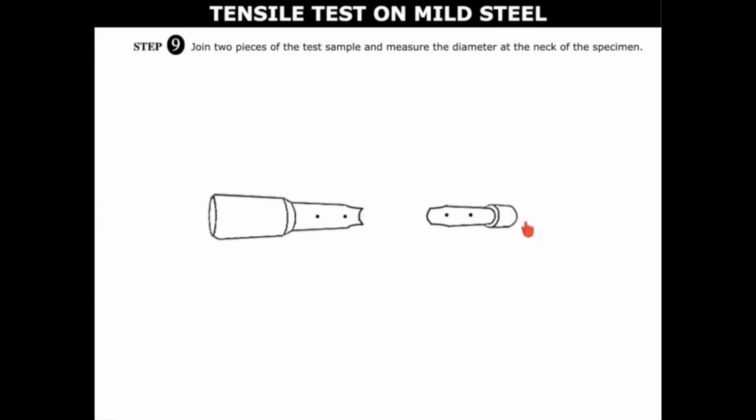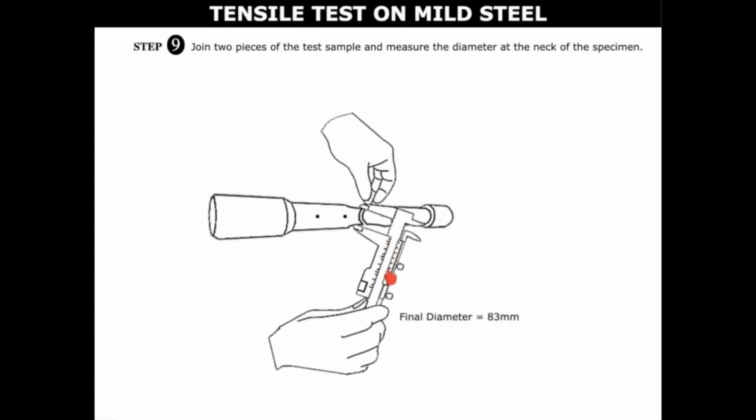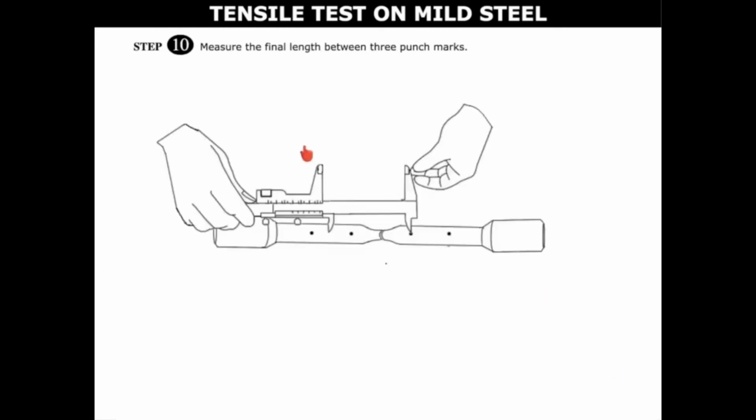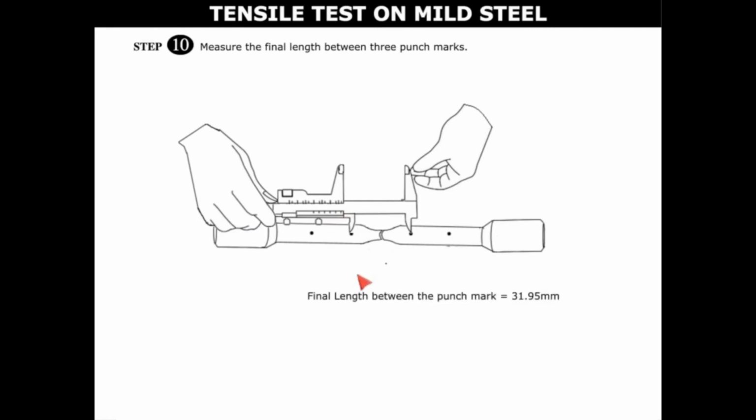Click here to join the two pieces of the test sample. Click on the vernier scale to measure the change in the diameter at the neck of the specimen. Click on the vernier scale to measure the final length between three punch marks.